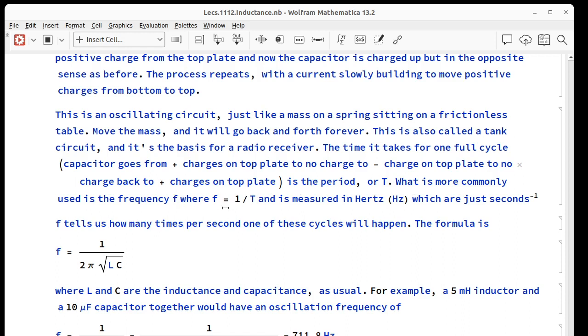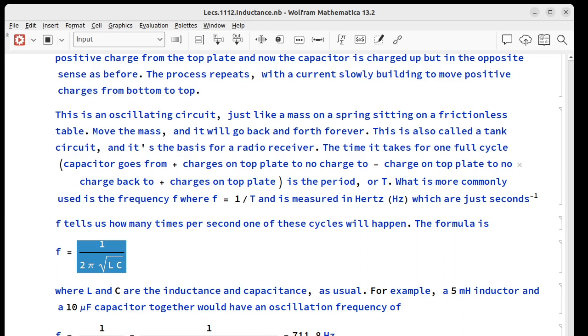And our frequency, of course, is 1 over the period, and we measure it in hertz or inverse seconds, as they're the same thing. f tells us how many times per second we'll have this oscillation, and we can solve for it as 1 over 2 pi times the square root of LC. If we have, for example, a 5 millihenry inductor and a 10 microfarad capacitor, and put them together, they'll oscillate at a frequency of 712 hertz.